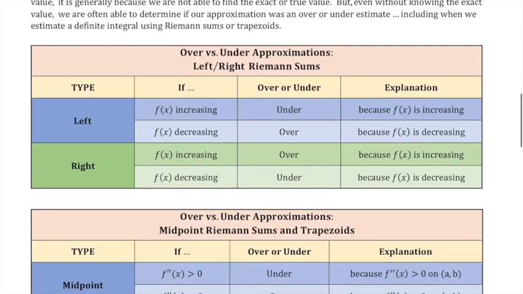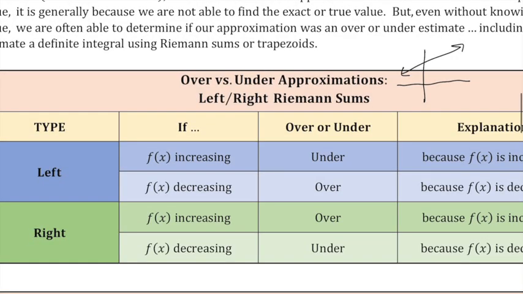And this can be kind of easy to see. I guess we'll just use this little triangle or this little line to say. So look at the function there is increasing. If I'm going to use a left Riemann sum, my rectangle is going to be smaller than the value. There's all this missing area, no matter what you do.